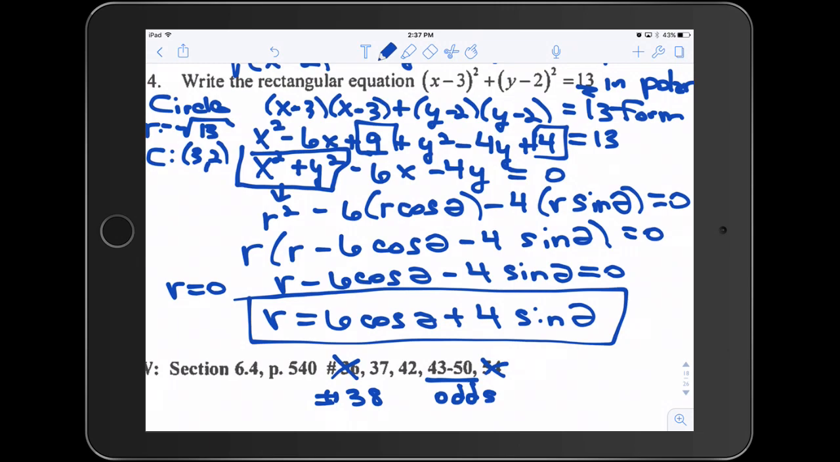If you have any questions on how to convert rectangular to polar or polar to rectangular, I will answer those next time we see each other.